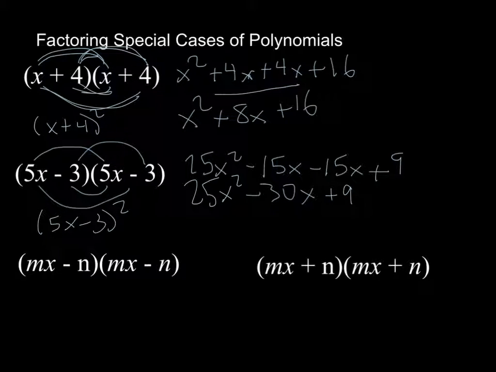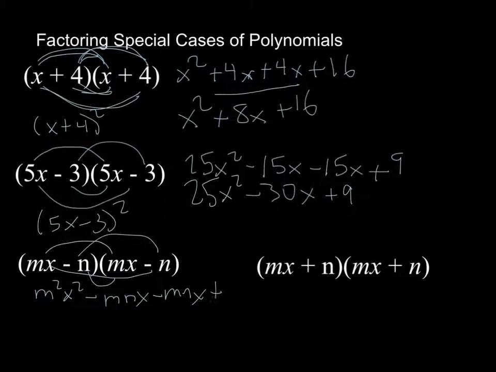Now let's look at this in a generic form here. We got a bunch of variables here instead of numbers. If I do first times the first here, I get m squared x squared. Outer is going to give me a negative mnx. Inner is going to give me a negative mnx. And the last is going to give me a positive n squared. These two, when they combine, are going to give me a negative 2mnx plus n squared. This is going to be an m squared x squared.